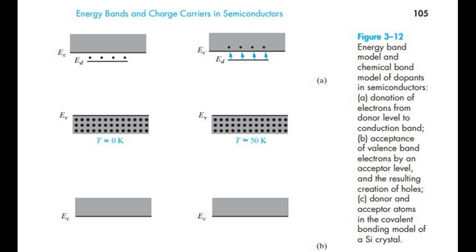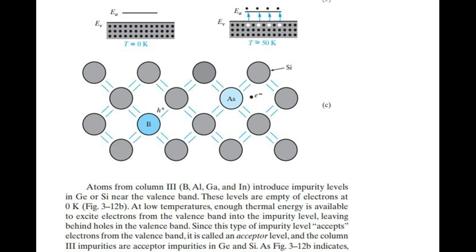Atoms from column 3, boron, aluminum, gallium, and indium, introduce impurity levels in germanium or silicon near the valence band. These levels are empty of electrons at 0 K, Fig 3.12b. At low temperatures, enough thermal energy is available to excite electrons from the valence band into the impurity level, leaving behind holes in the valence band. Since this type of impurity level accepts electrons from the valence band, it is called an acceptor level, and the column 3 impurities are acceptor impurities in germanium and silicon.